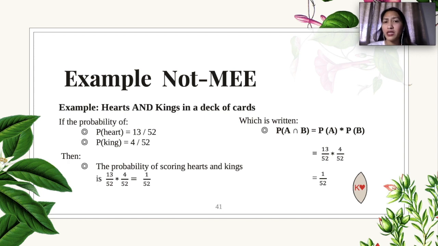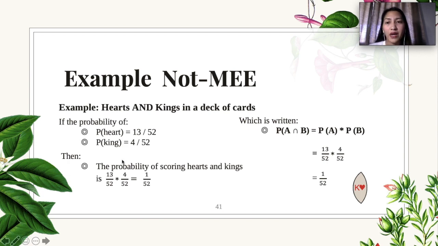Ayan. Example naman ito ng hindi mutually exclusive events. We have here, dun sa example natin kanina, hearts and kings. Not hearts or kings, but hearts and kings in a deck of cards. So, ano daw yung probability na makakakuha ka ng king tsaka heart? Isa lang naman yun in a deck of cards, diba? 1 over 52. So, basically, ganun siya i-compute.